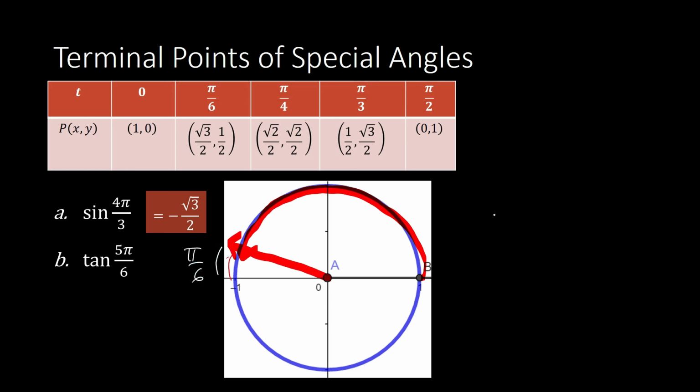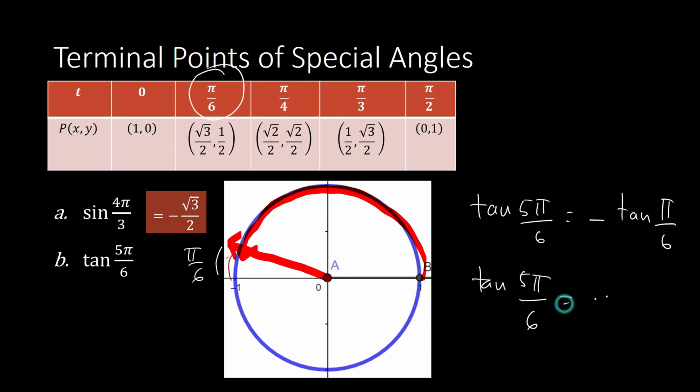So how do you evaluate tangent of 5 pi over 6? You will use the reference angle, tangent of pi over 6. You will affix the appropriate sign. In the second quadrant, tangent is negative. And so you will look at pi over 6. So 1/2 over square root of 3 over 2, and we found it to be equal to square root of 3 over 3, and then you must affix the appropriate sign. It's negative.